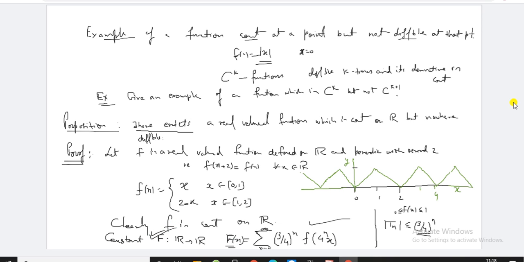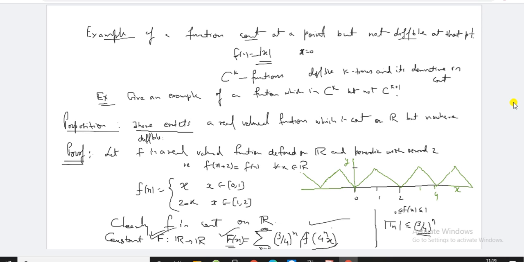Is it okay? Yes, sir. Now you see, each term of the right hand side is continuous. Each term of this infinite series is continuous because f is continuous. So therefore its uniform limit is also continuous on the whole real line. Right? Because each term is continuous, its uniform limit is also continuous. So therefore this F is continuous.